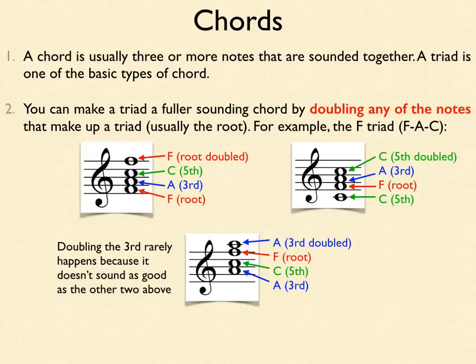Okay, so they're all F chords, but I've just doubled different notes for each one. Doubling the third rarely happens because it doesn't actually sound as good as the other two above. The most common note to double to create a chord out of a triad is the root. Okay, followed by the fifth occasionally, and very, very rarely doubling the third.